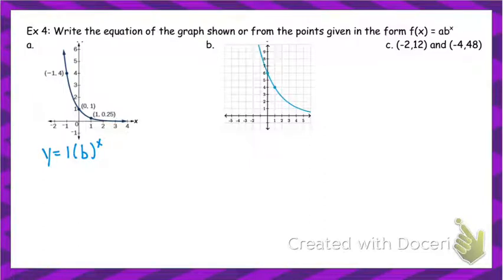So now I just need to determine b. Well, if I raise it to the first power, I get 0.25. And if I raise it to the -1 power, I get 4. So that hopefully makes it pretty clear that your base has to be 1/4.